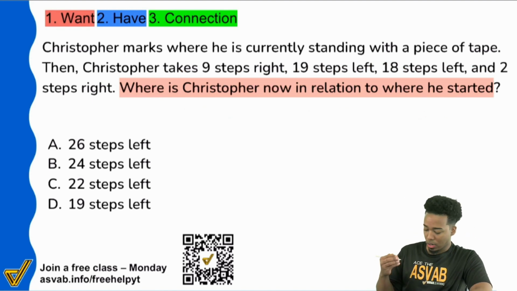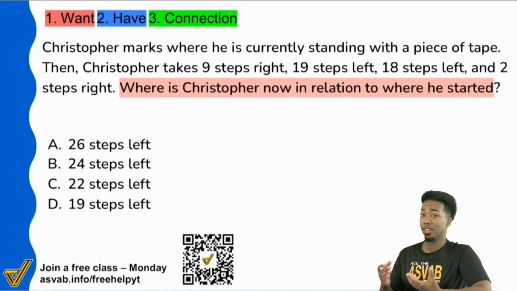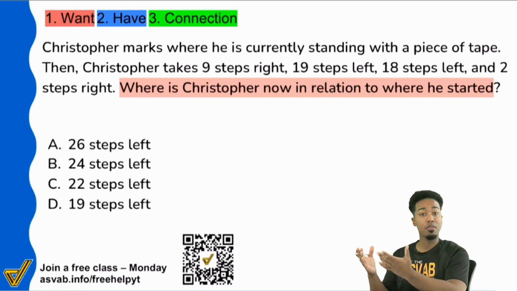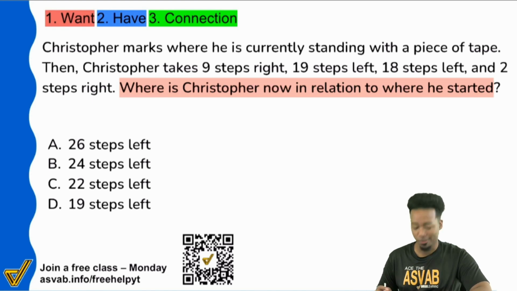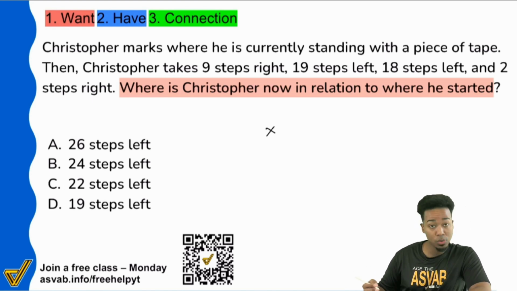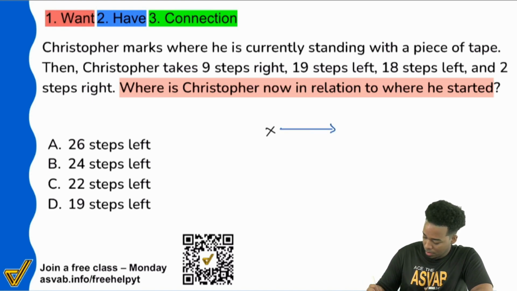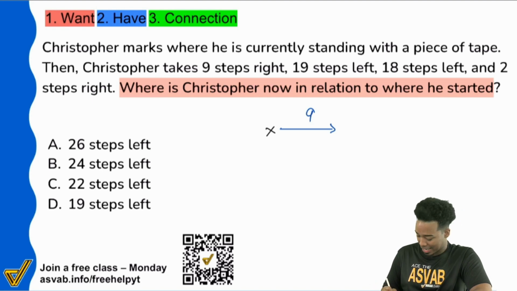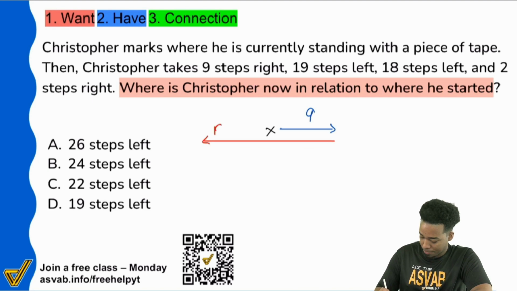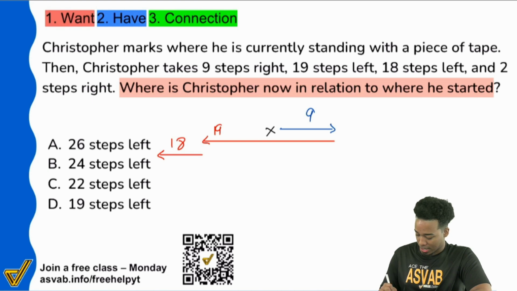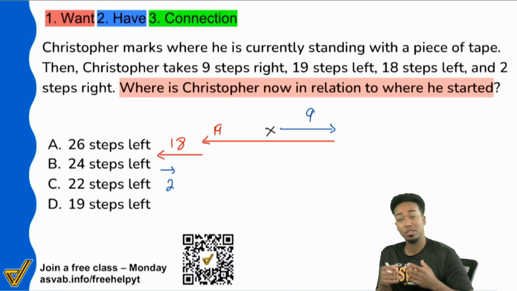If we look at this problem, again, there's no formula for this. We just have to look at the story of the problem and follow that story. This is where he starts. It says 9 steps to the right over here. Then it says 19 steps to the left, so I'll use red for that. And then 18 to the left after that, so I obviously don't have that much room, so I'll just do this. And then we have 2 steps to the right again. Something like that. If you want to visualize it, that's pretty much how you can.